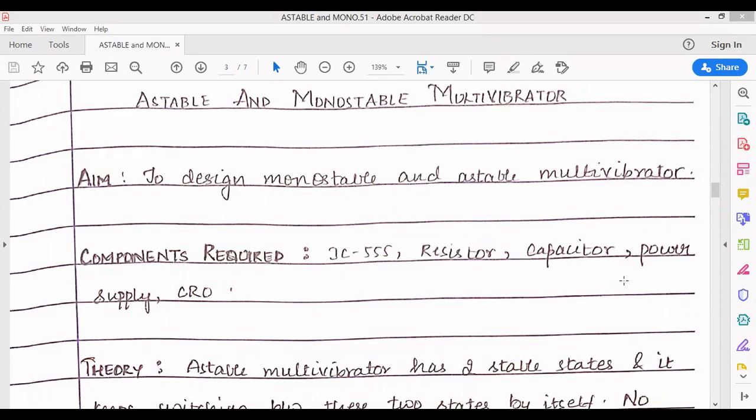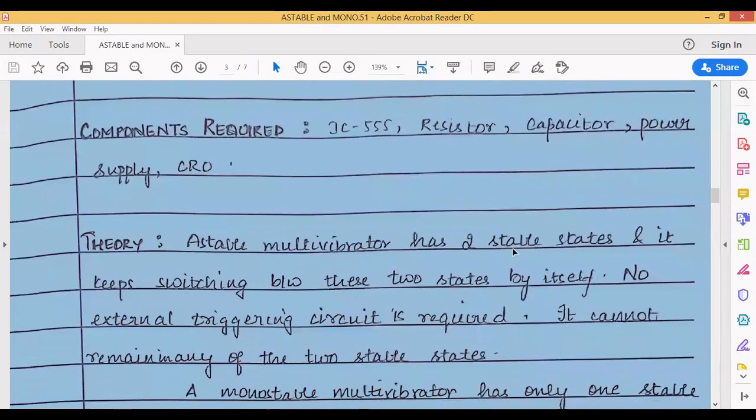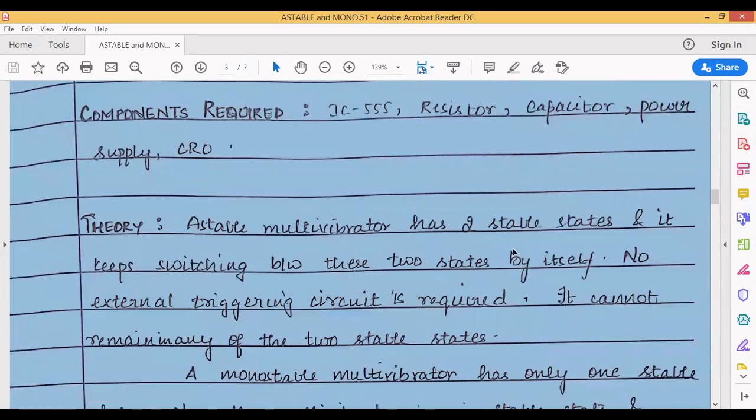So first the theory. What is this astable multivibrator? Astable multivibrator is also called a free running multivibrator because it doesn't have any stable state. That means it keeps switching from one state to the other state by itself. That's why it is called a free running multivibrator also.